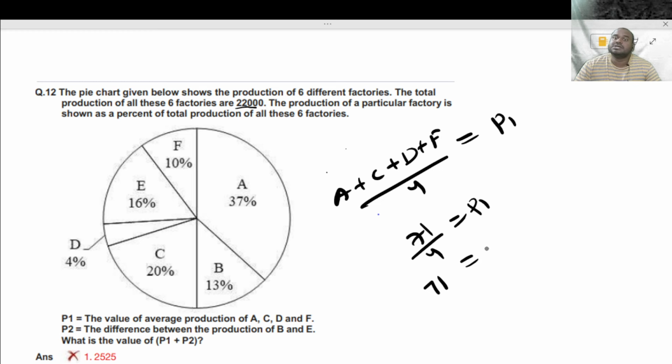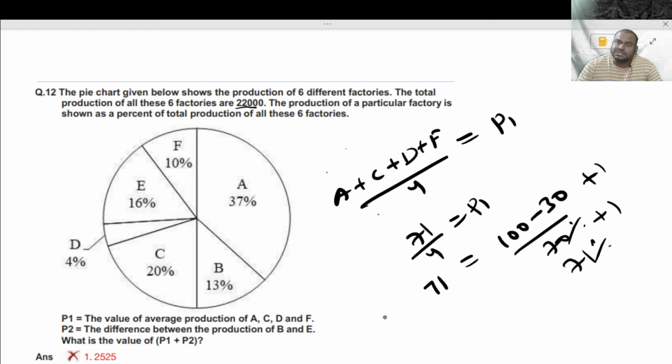Instead of finding 10 into 7, you just do it like this. 100 minus 30 is 70. Okay, 100 minus 30 is 70%. Just add 1% to it, 70 plus 1 is 71%. So how to do that? I know the 100% value is 22,000. Minus 30%: 10% is nothing but 2,200.